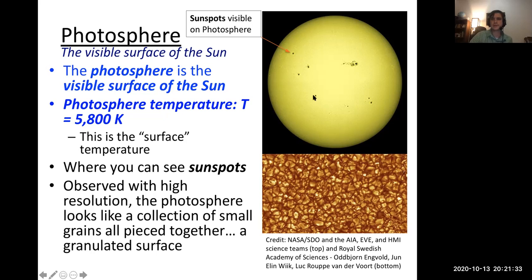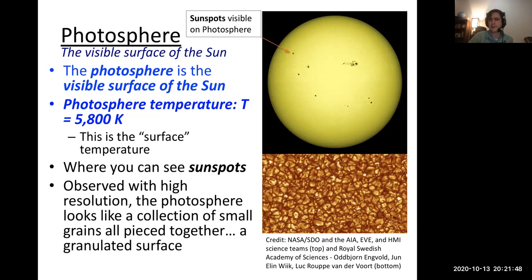Also the photosphere. Here's an image of the photosphere. You can see that it has these blemishes that Galileo once noticed. It's on the photosphere that you see sunspots. So the sunspots live on the photosphere.